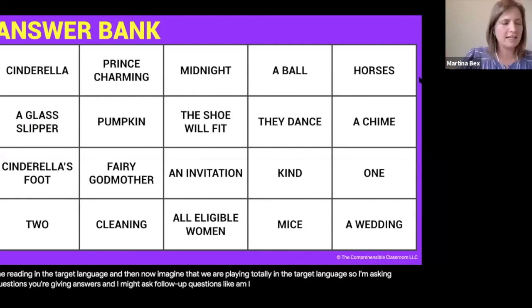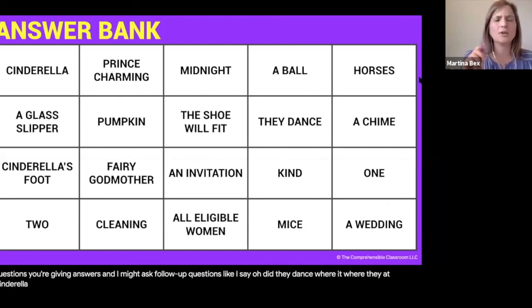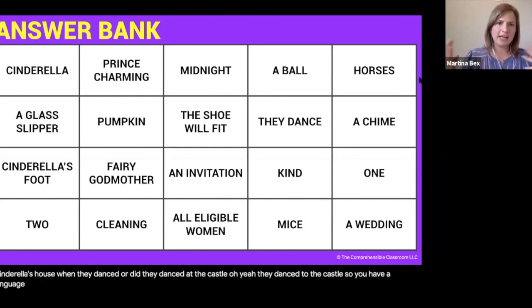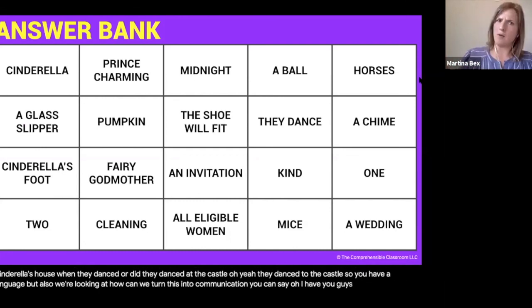Like I might say, oh, did they dance? Were they at Cinderella's house when they danced, or did they dance at the castle? Oh yeah, they danced at the castle. So you have a conversation. It could be just straight questions and answers in the target language, but also we're looking at how we can turn this into communication. And you can say, oh, what have you been dancing to when you're home?